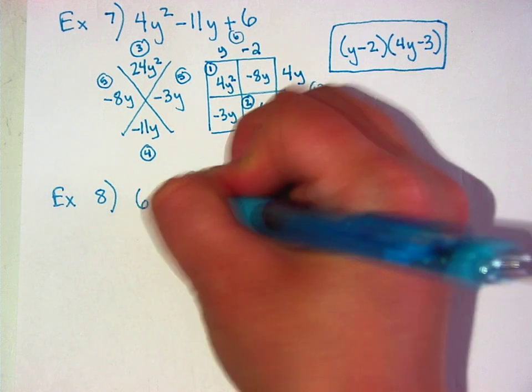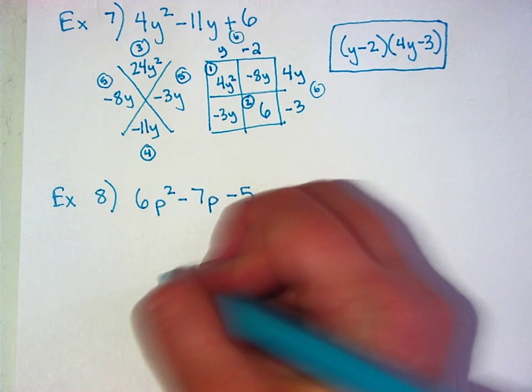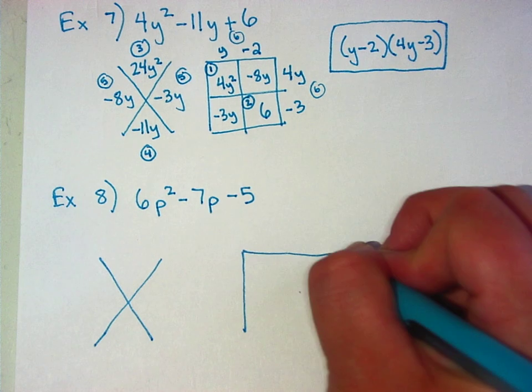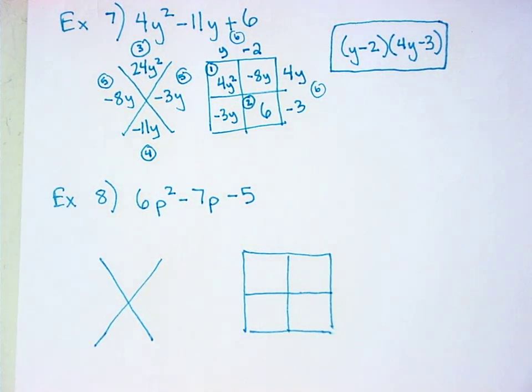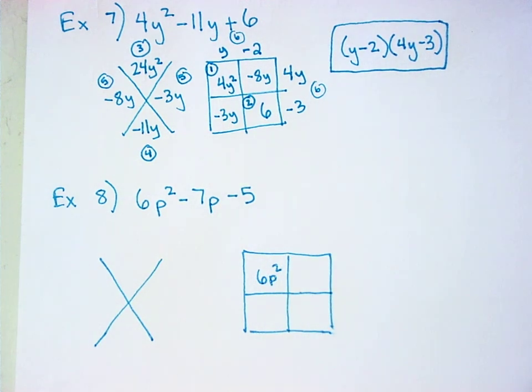6p squared minus 7p minus 5. I'm going to say it again, just as a reminder. The reason why we know this is an X box problem is because there's 3 terms, there's a number in front of that p squared, and I can't take anything out. First step, 6p squared in one of the corners. I usually go top left, but it doesn't really matter which corner you use. Negative 5 goes in the opposite corner diagonally.